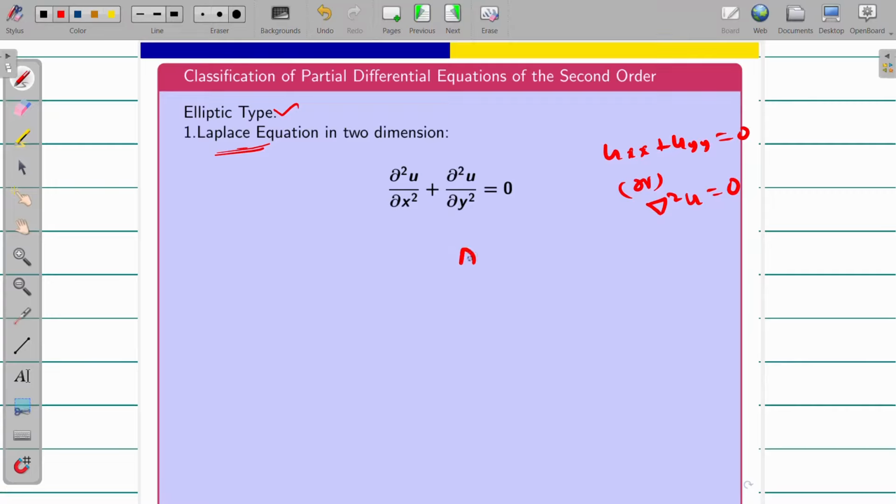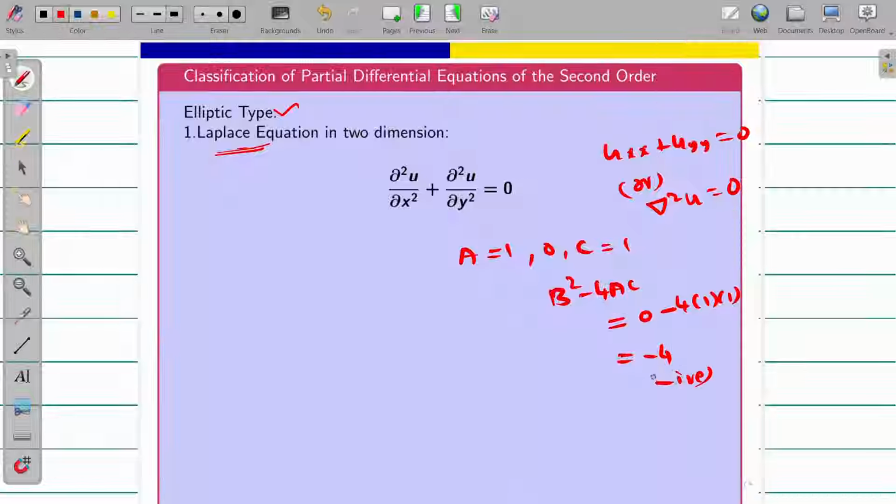What is the value of a? A equal to 1 here. What is b? B is the coefficient of dou x dou y. It is 0. What is c? C value is 1. Find b square minus 4ac. B value 0, so b square minus 4 into 1 into 1. So what will be? Minus 4. Yes, it is negative. If b square minus 4ac value is negative, then it is elliptic. That's it. This is the way we have to classify, guys.